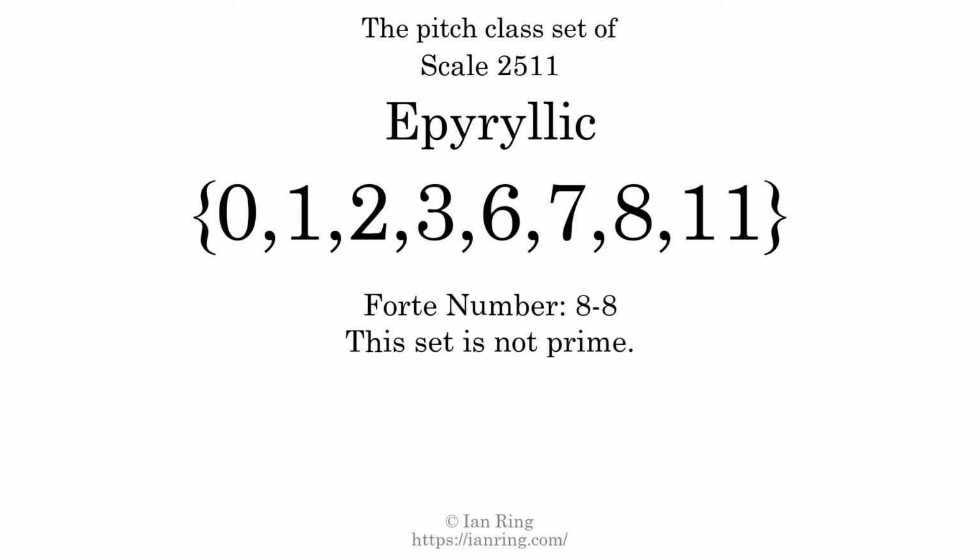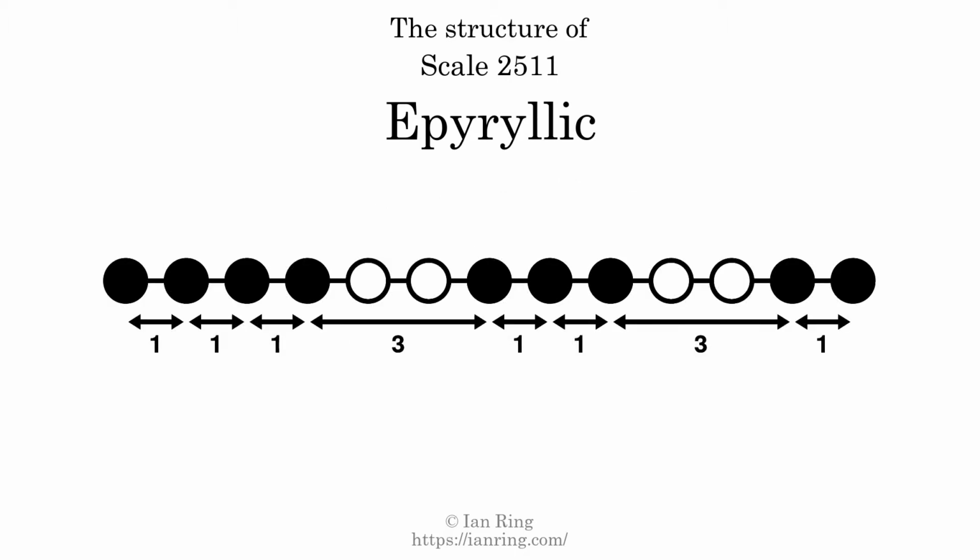The pitch class set for this scale is 0, 1, 2, 3, 6, 7, 8, 11. The forte class is 8-8. This set is not prime. The structure of a scale is a description of the interval distance between each successive tone. This scale has a structure of 1 1 1 3 1 1 3 1.